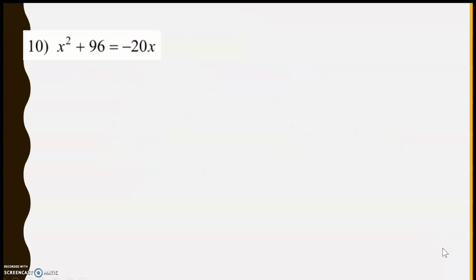Number 10. So these guys are flipped. This is my c term, he's on the left side, and my b term is on the right side. So I want to switch these guys. So it's ax squared plus bx, and then it's going to be the c over here. So I'm going to move my 96 to the right side and the negative 20x to the left side, which means I'm going to get x squared plus 20x, because I added 20x here, add 20x here, and that's going to equal 96. So I'm going to subtract 96 from both sides, and I'm going to get negative 96.